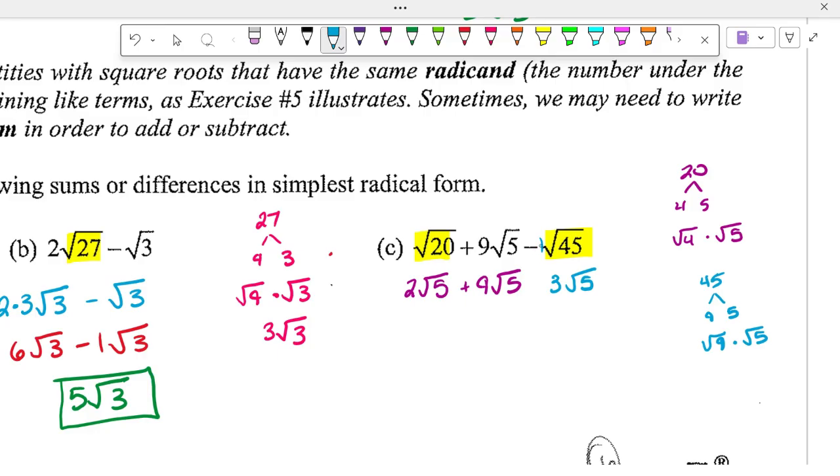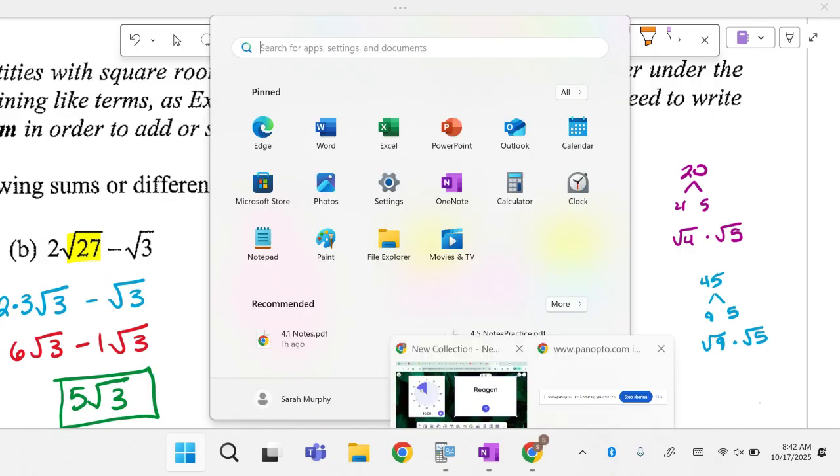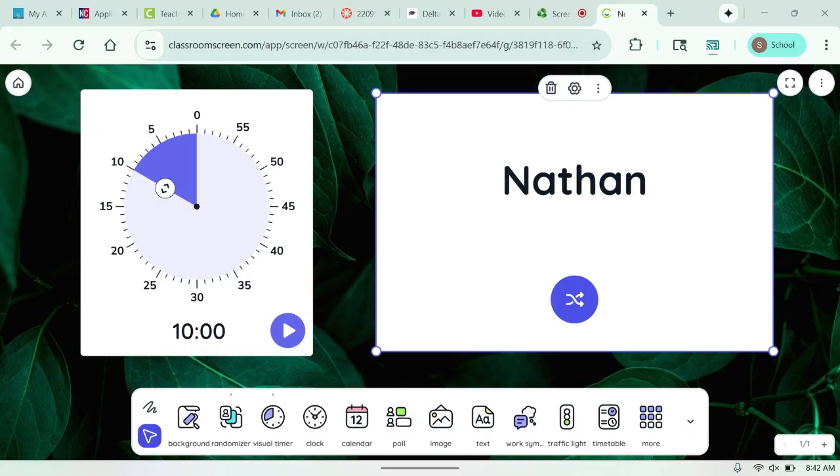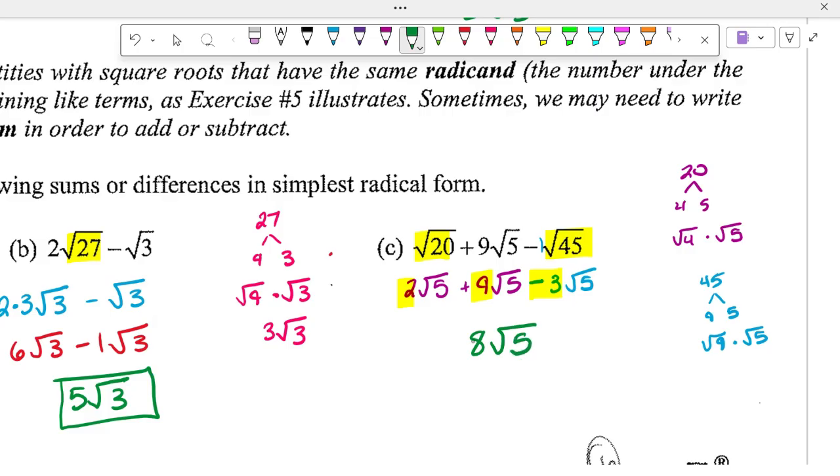And since we have a negative 1 on the outside, it's like we're multiplying negative 1 to 3, so this would be negative. Now, what would my last step be, Nathan? So I've simplified all my radicals, so what's next? Right, so we combine our like terms because we now have a square root of 5 directly across. So 2 plus 9 is 11, minus 3 is 8. This would be 8 square root of 5.